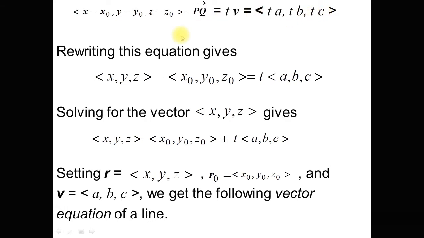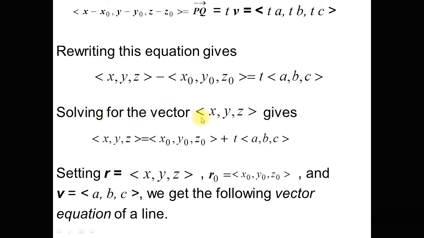Now rewriting this equation gives the form (x, y, z) minus (x naught, y naught, z naught). PQ is actually Q minus P, so this is Q and this is P. Now x minus x naught, y minus y naught and z minus z naught, so this is the vector Q and this is P. On the right hand side, taking t common, this is the vector V.